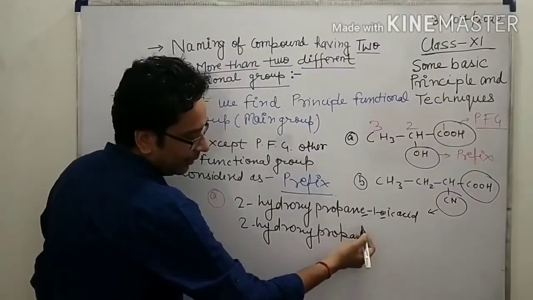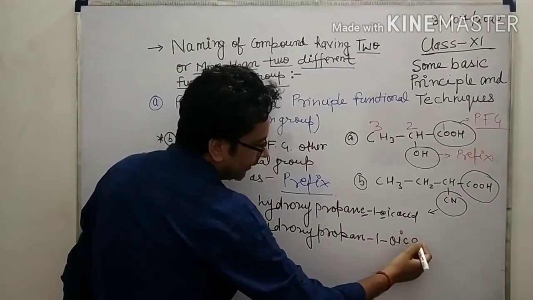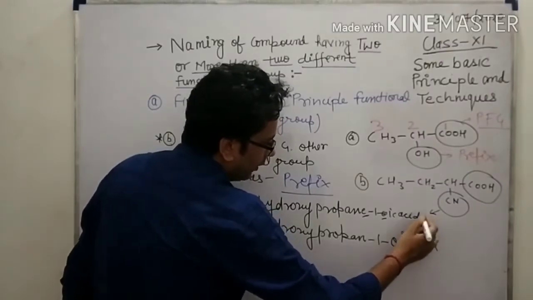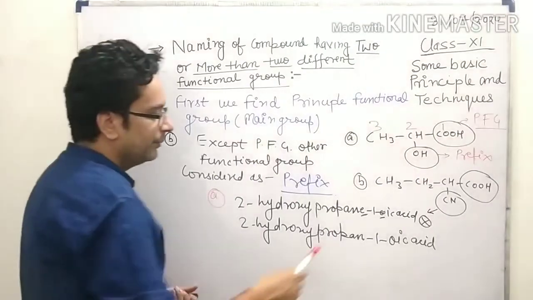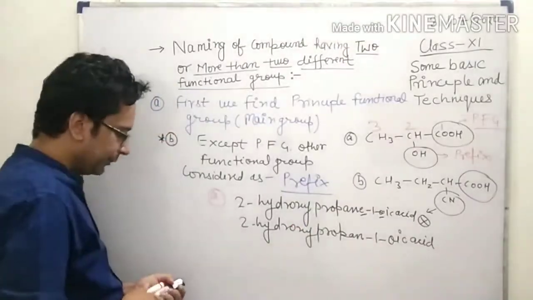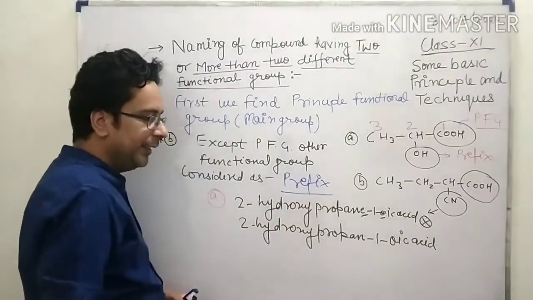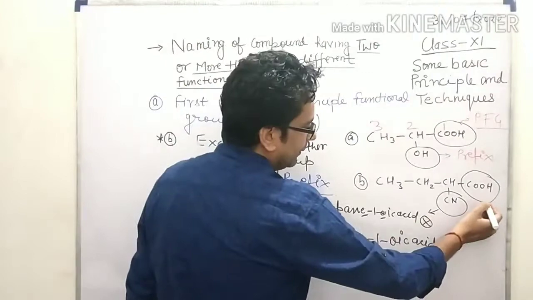Left E or remove E, 1-oic acid. This is wrong. Okay. Now next, this one, B. What is the name of B? Now look here once again, COOH is present, then it is the principal functional group. So this is the PFG.